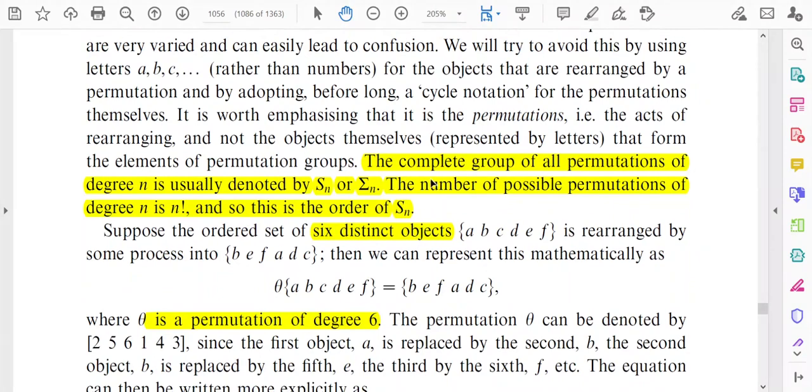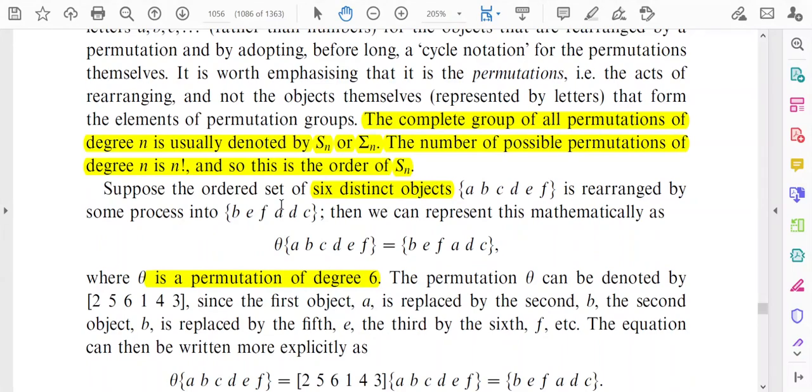The complete group of all permutations of degree n is usually denoted by Sn. So if we consider the total permutations as a group, it is denoted by Sn, and the number of possible permutations of degree n is n factorial. We know this. That means if there are n distinct objects, then the total number of permutations will be n factorial.